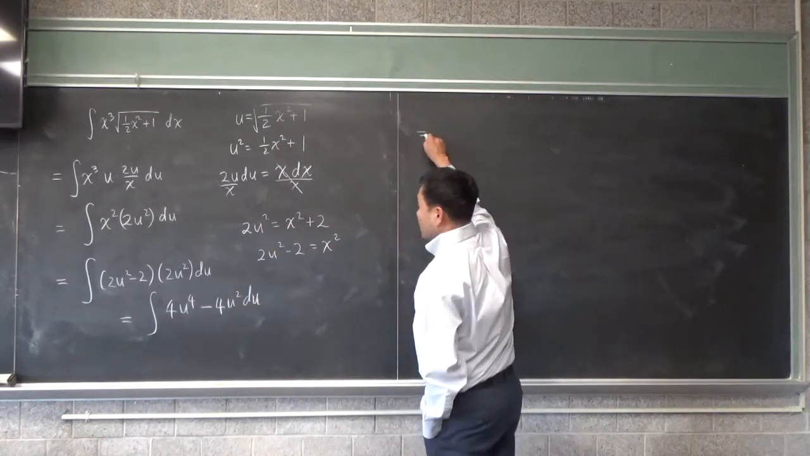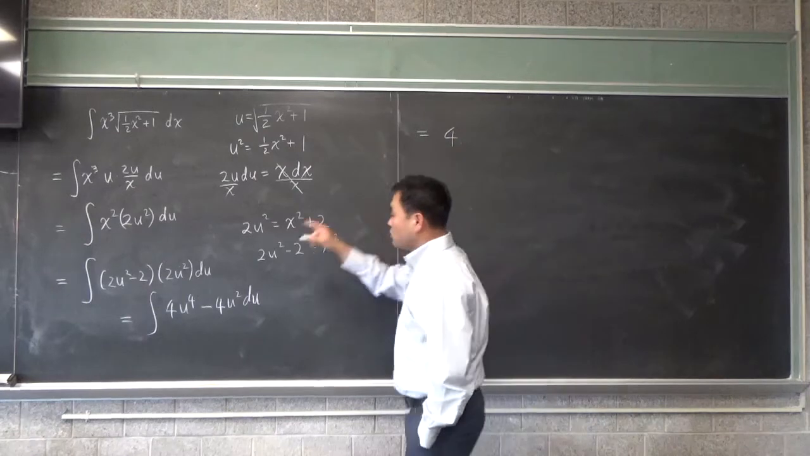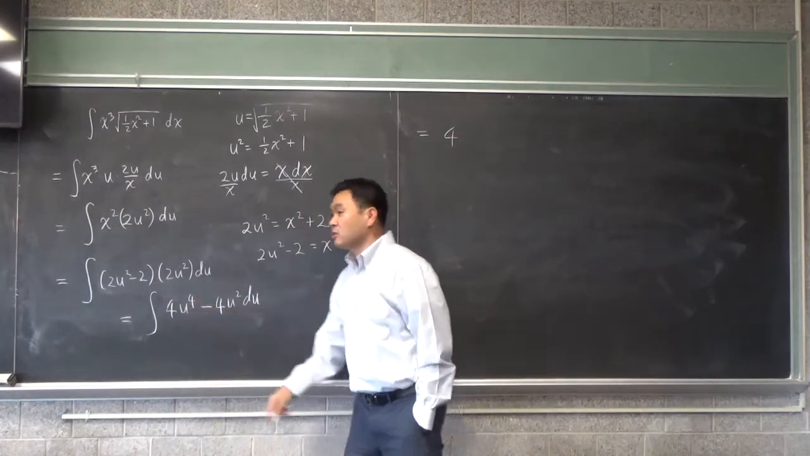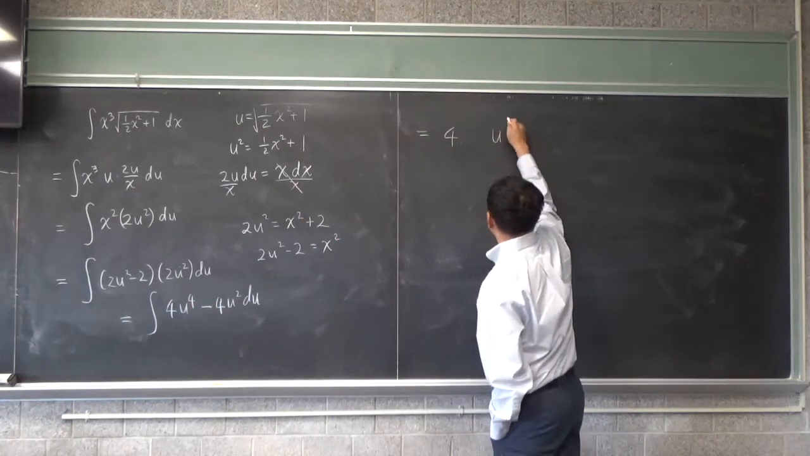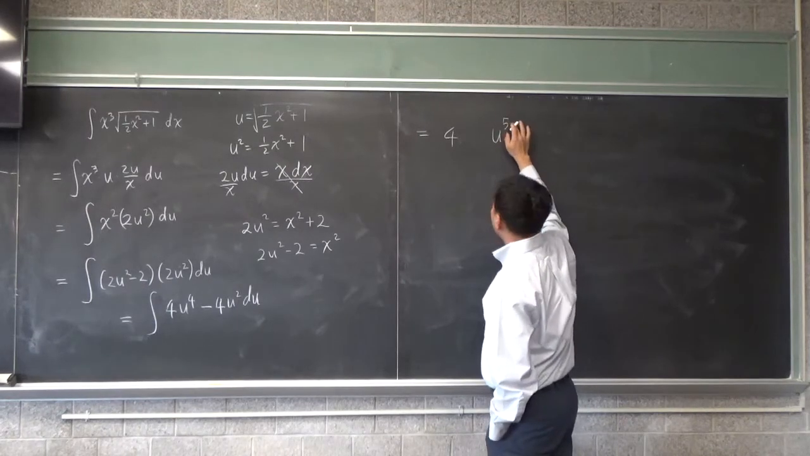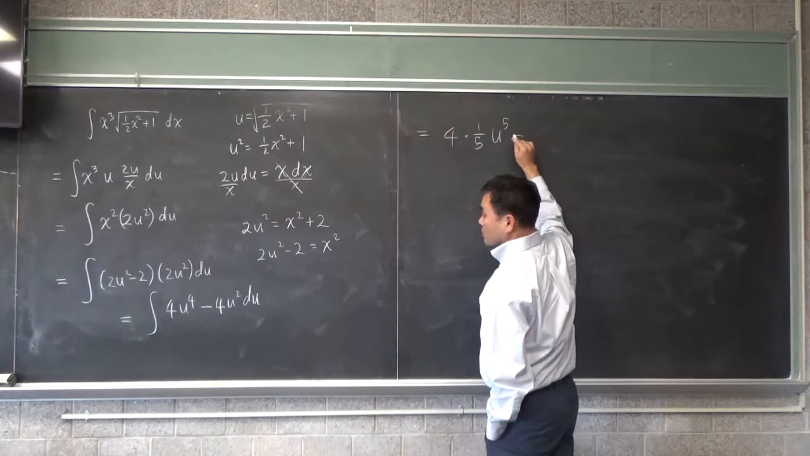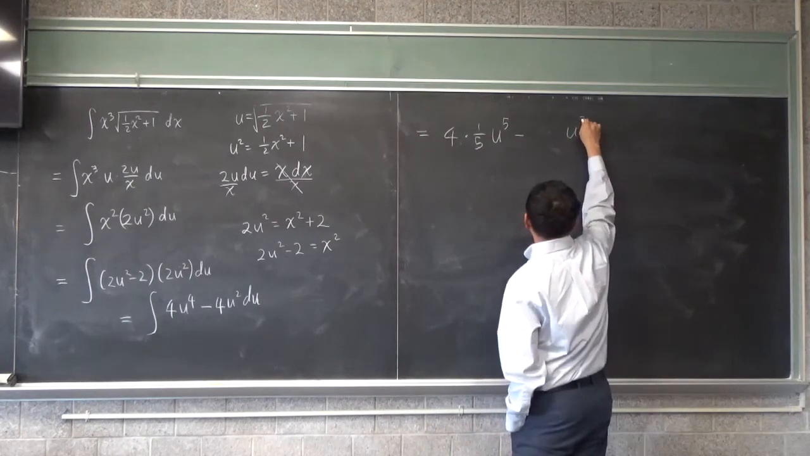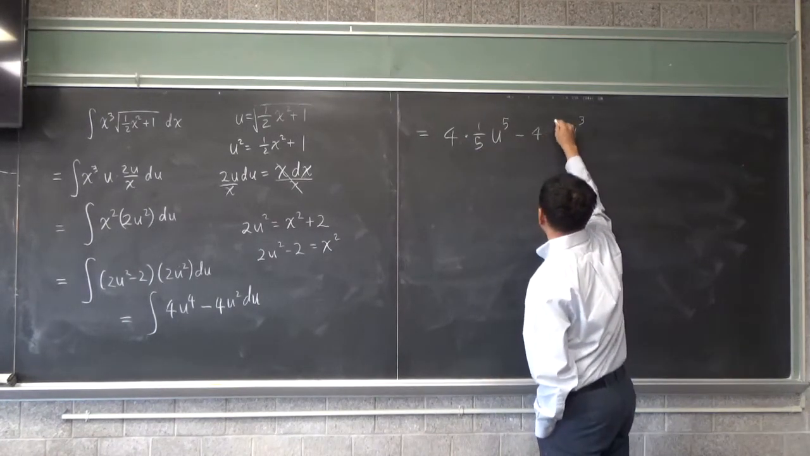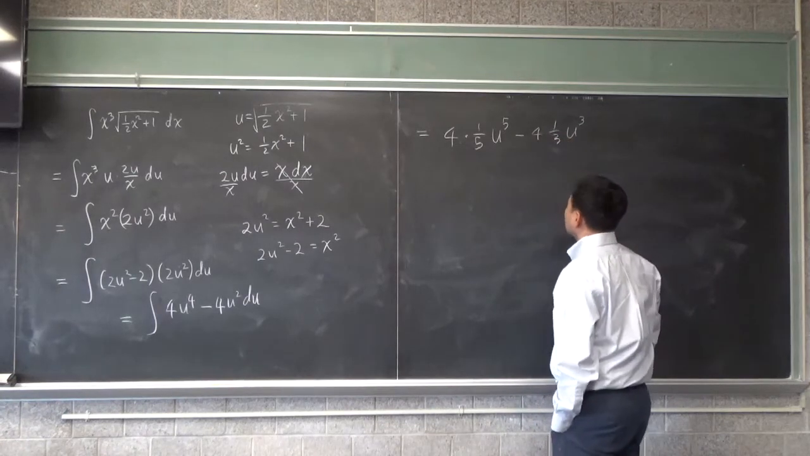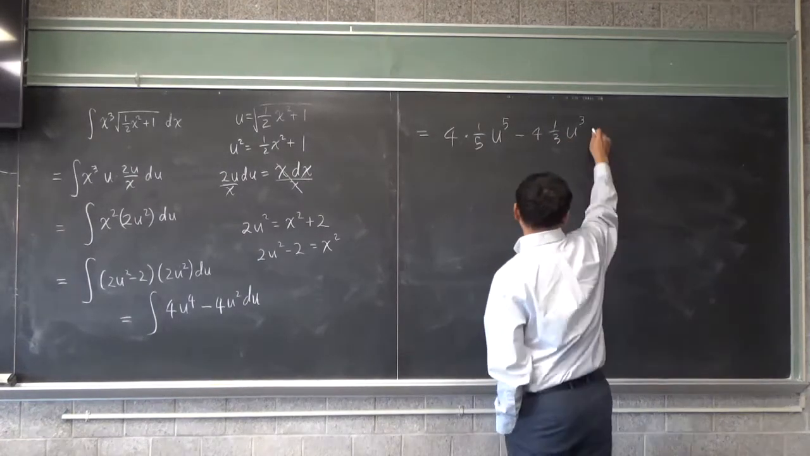And then now the integral is u to the 4th. To integrate, you add 1. 4 plus 1 is 5, and you put the reciprocal in front. Same thing here. You add 1, which is 3, and you put the reciprocal in front. Plus c. Plus c. Thank you.